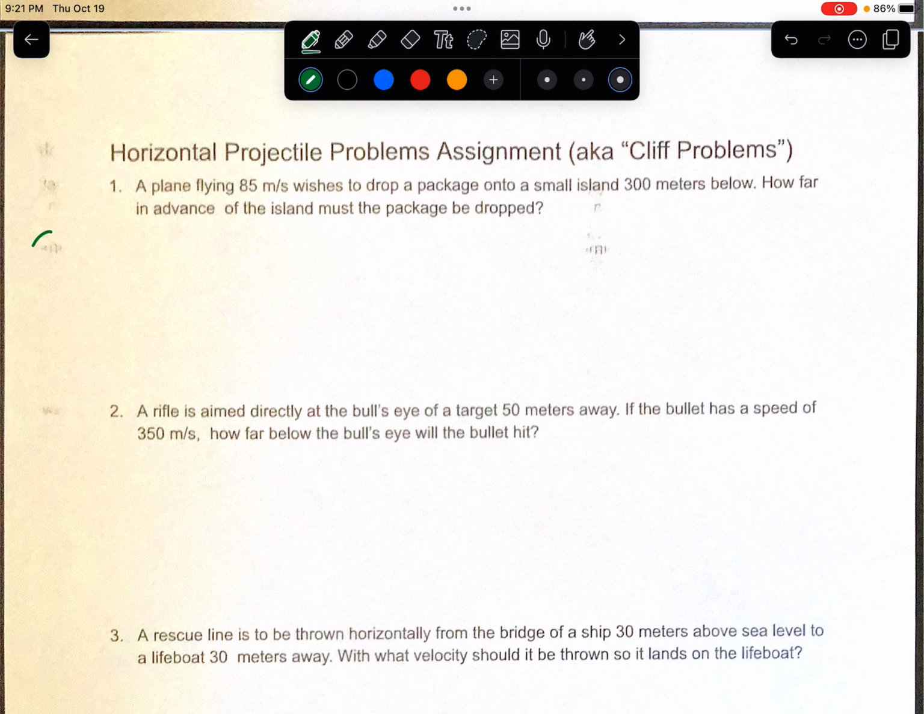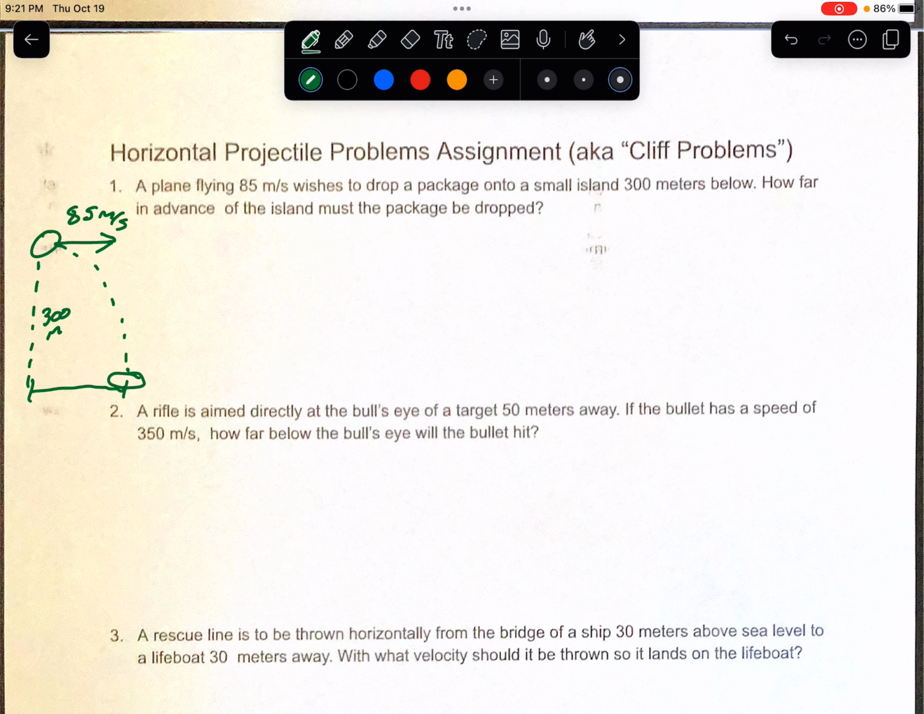Okay, so I have my plane. I've got an island below. So here's where our island is. Okay, and it's 300 meters below, so our vertical distance is 300 meters. Okay, and the plane is flying horizontally at 85 meters per second. It says, how far in advance of the island must the package be dropped? So it wants to know what is this distance right here that it needs to release that package so that it will land on that island.